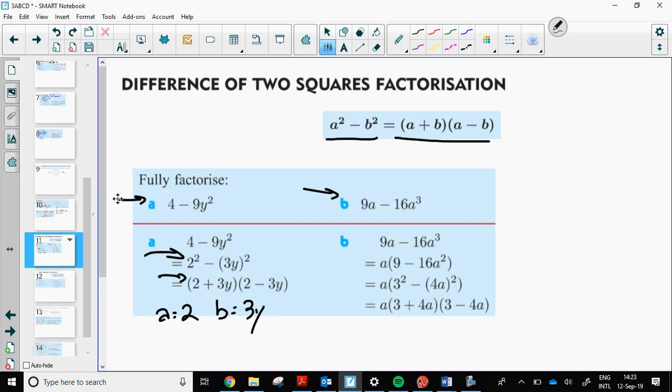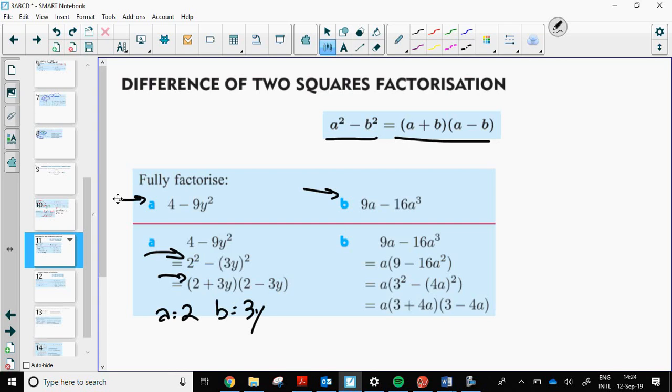This one on the right, we've got 9a. Now 9 is a perfect square, but 9a isn't, because then we'd have the square root of a, and that's not very nice and neat. And also we have 16, which is a perfect square, but a cubed isn't. What are we going to do? Take the square root of a cubed? That sounds yucky.